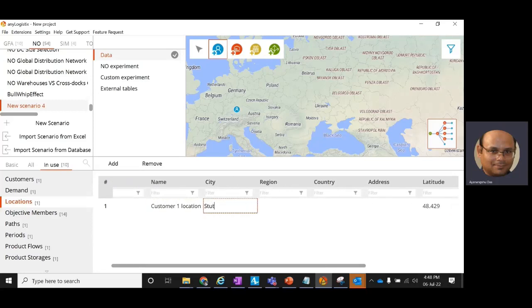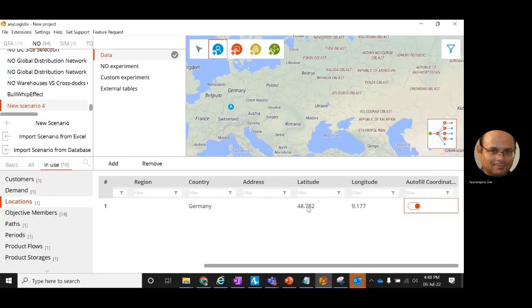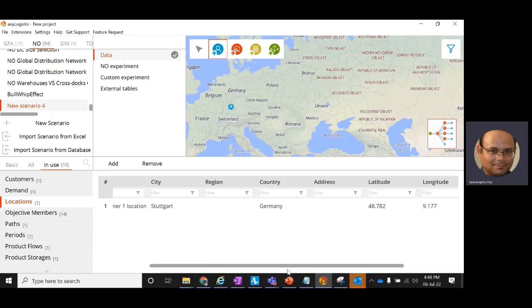So probably say we want to place this customer in Stuttgart, Germany. What we do is we put the city and country name, and then we do the autofill coordinates. But just keep your eye on this latitude and longitude, because as soon as I switch it on, it will change. As we see, the latitude and longitude has changed because ALX in turn populated the coordinates based on the provided city and country name.